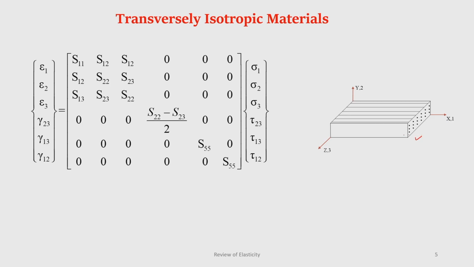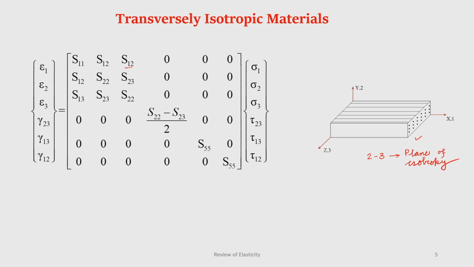Say, for example, if all the fibers in a unidirectional fiber lamina are regularly spaced, then as shown in this figure, the 2-3 plane is the plane of isotropy. And as a result of this, 4 additional relations come into the picture.